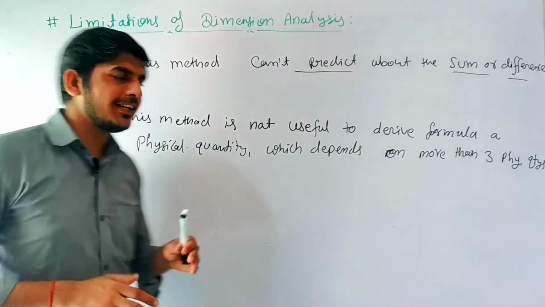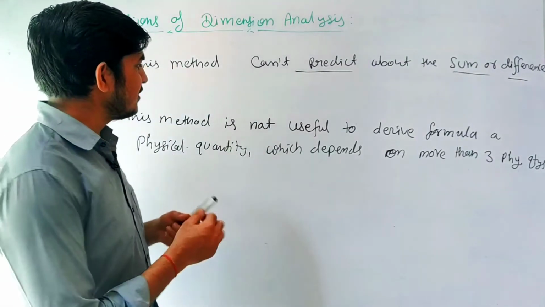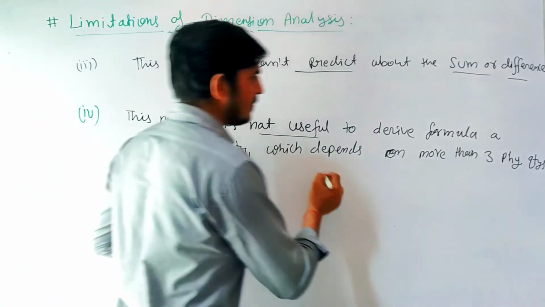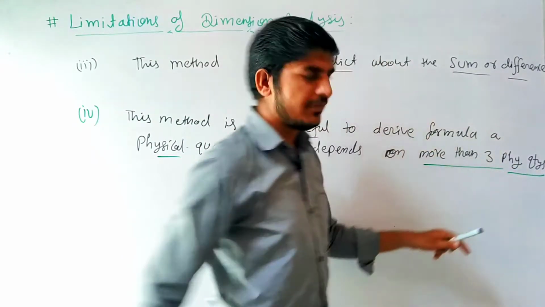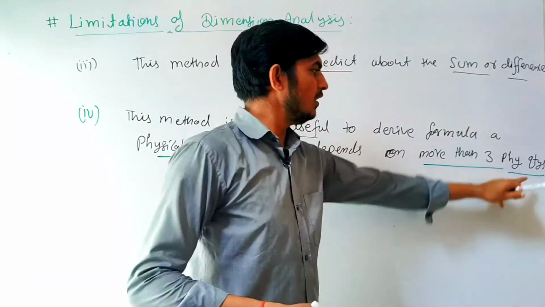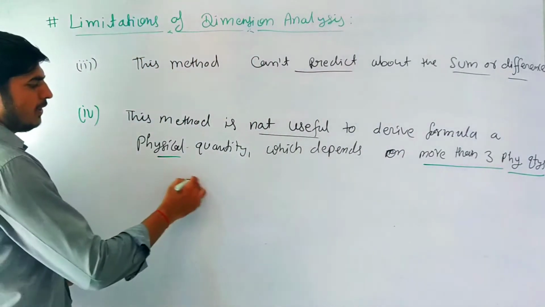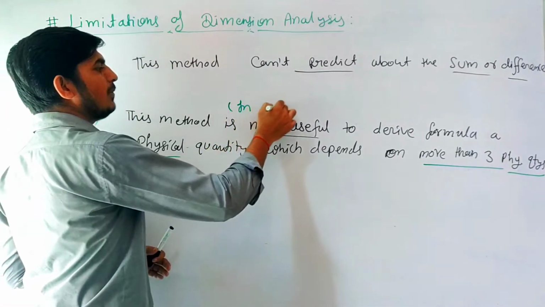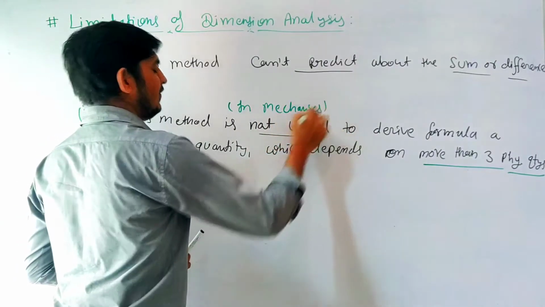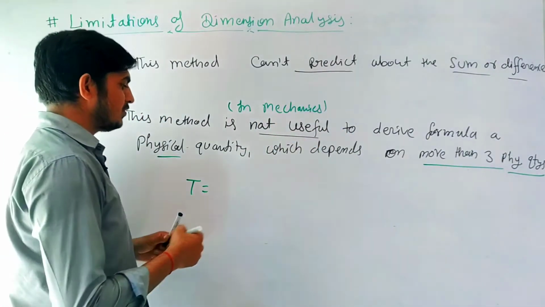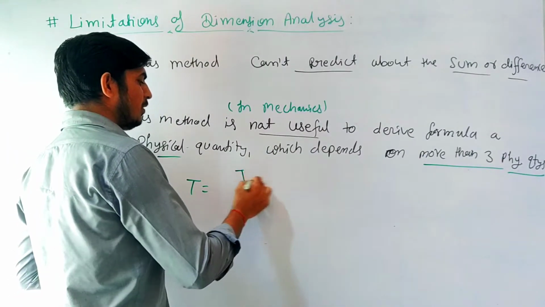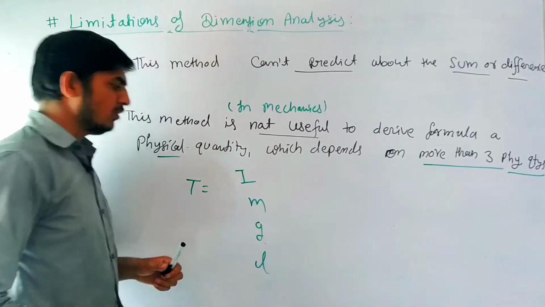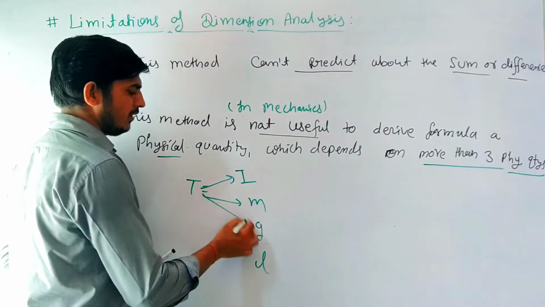Yes, dear student, there is another limitation. It says that it is not useful to derive the formula of a physical quantity which depends on more than 3 physical quantities. Let's say there is a formula of time period in mechanics. If a physical quantity, say time period, depends on more than 3 quantities like moment of inertia, mass, g, gravitational acceleration, and length L, you couldn't derive it by using dimensional analysis.